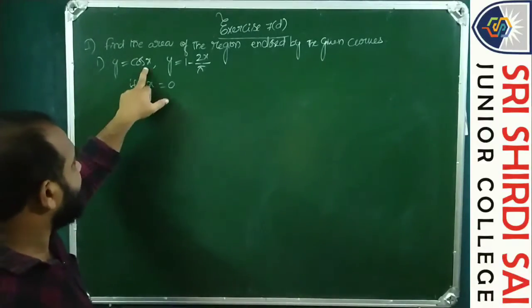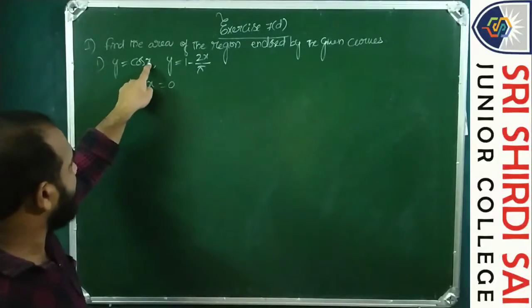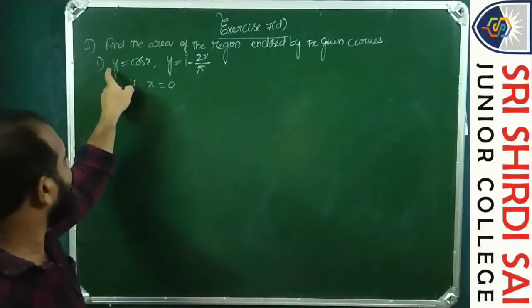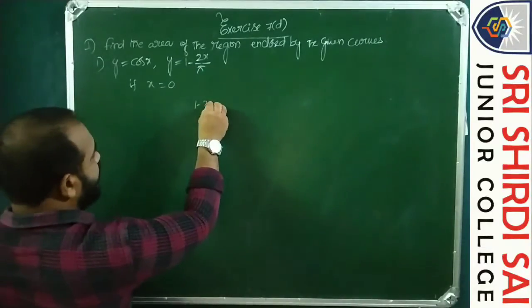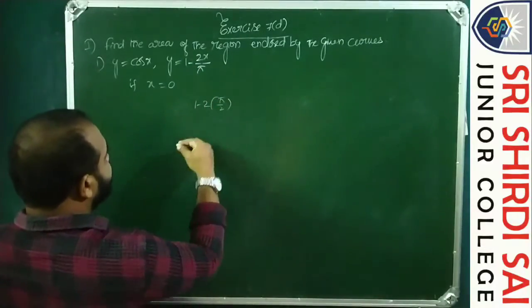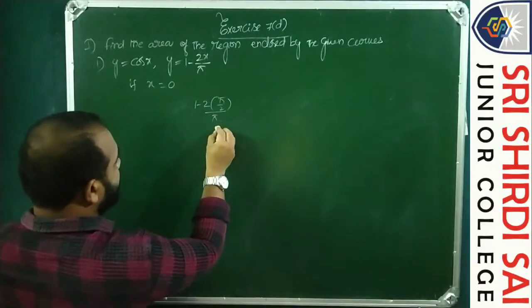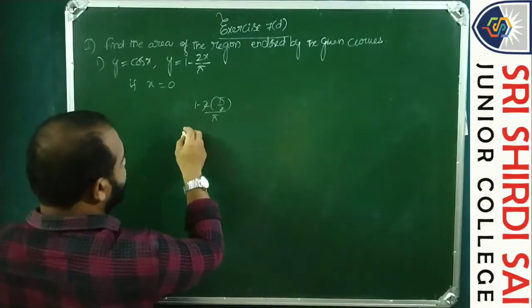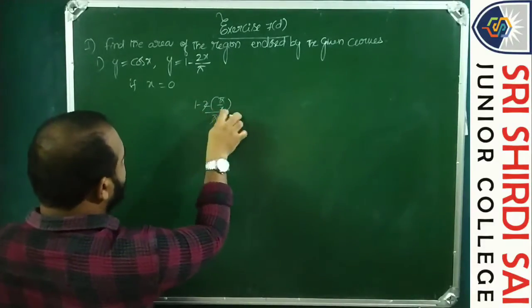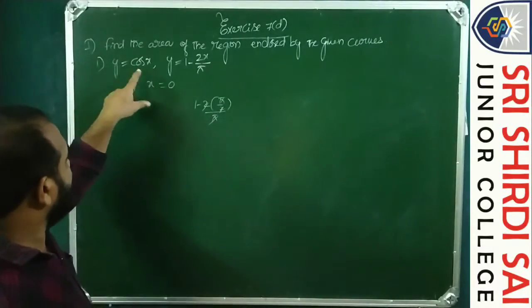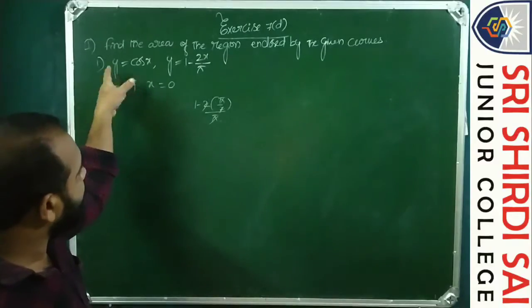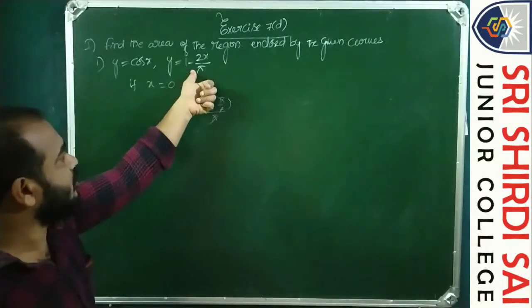And at x equals pi by 2, cos pi by 2 is 0, so y equals 0 here. If you substitute pi by 2 here, 1 minus 2 into pi by 2 by pi, the 2 gets cancelled, pi by pi is 1, so 1 minus 1 is 0. So cos pi by 2 is 0, and at pi by 2 this is also 0.